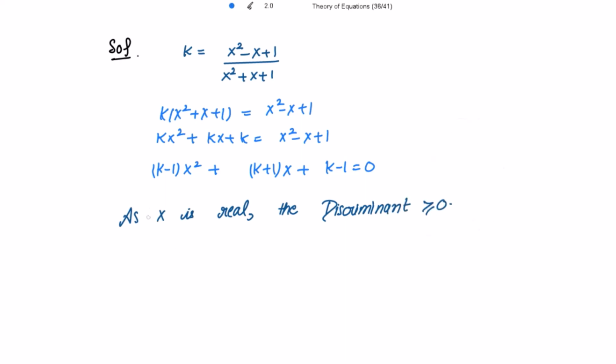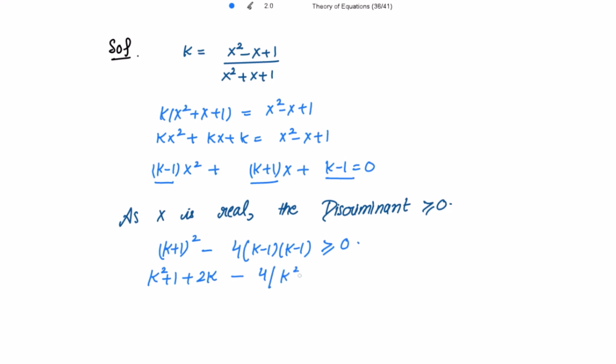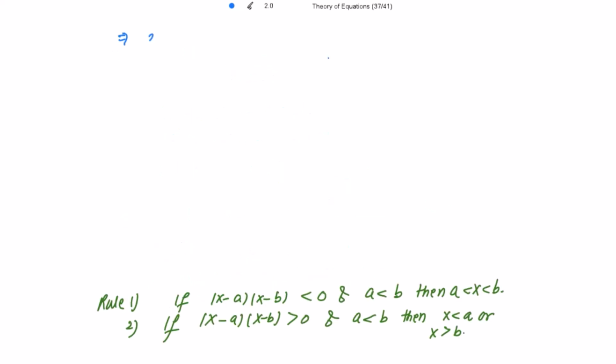Finding the discriminant, we get (k+1) whole square minus 4 times (k-1) into (k-1) greater than or equal to 0. So opening the bracket, k² + 1 + 2k minus 4 times (k² + 1 - 2k) greater than or equal to 0. So we get -3k² + 10k - 3 greater than or equal to 0. That gives 3k² - 10k + 3 less than or equal to 0.